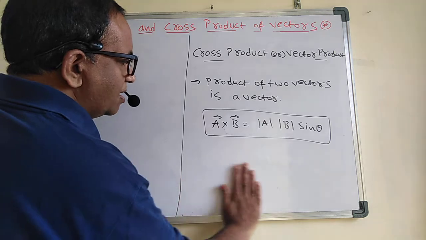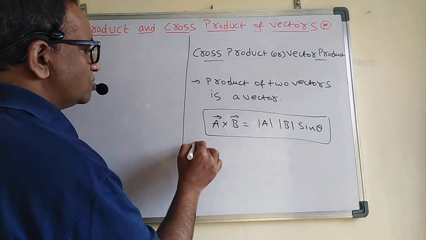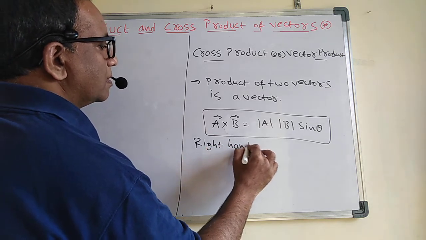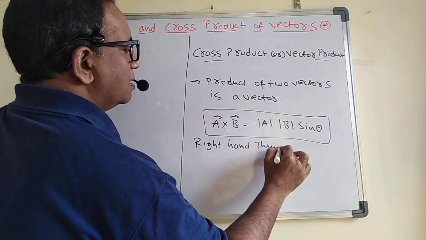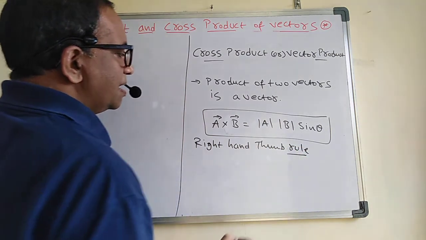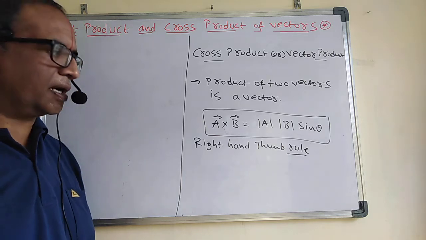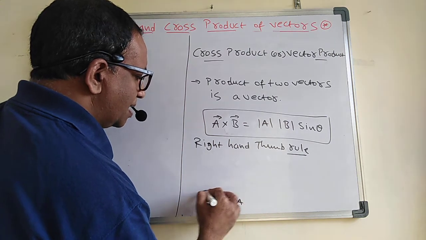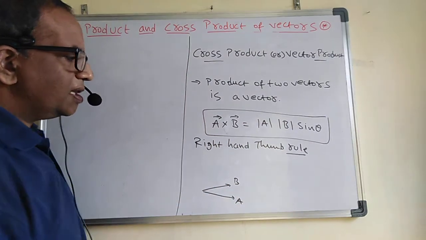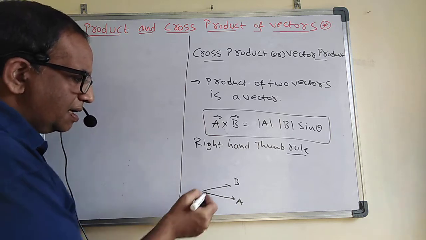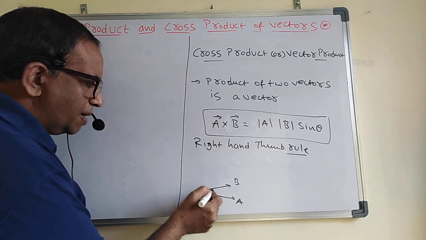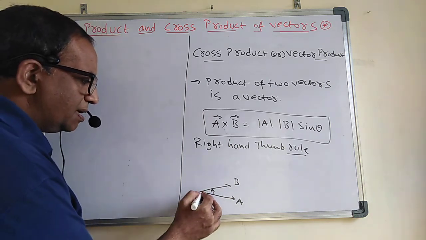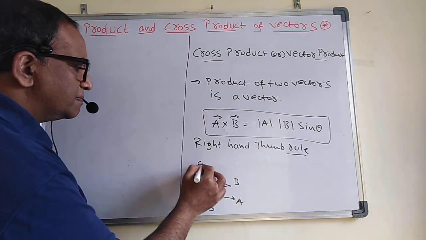Look carefully here. What we must use is the right hand thumb rule. This is very important, especially in the cross product of two vectors. For example, let us consider one plane. This is one vector A and this is one vector B. What is the cross product of vector A and B? If I do the cross product A cross B, the resultant you will get is C.